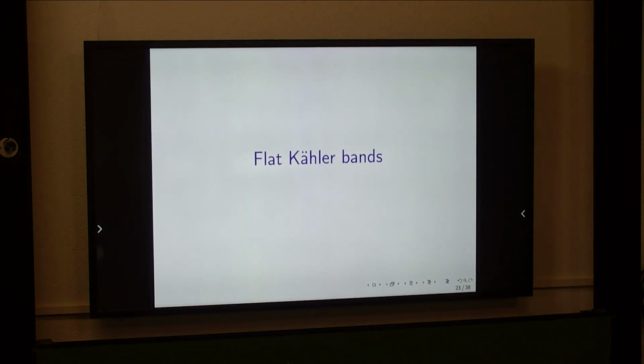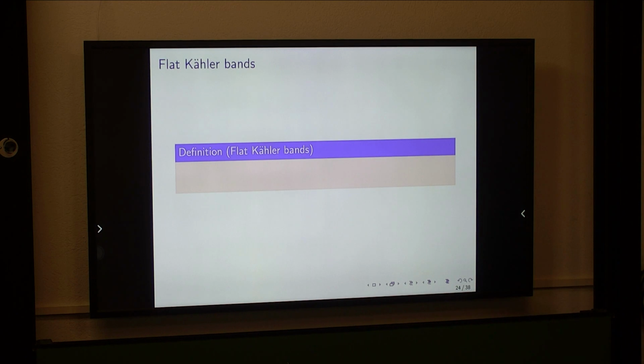So now we move a bit further. We go to flat Kähler bands. Oh, it's passing fast. Flat Kähler bands are Kähler bands for which not only the complex structure is translation invariant, but the whole quantum geometry is translation invariant. So I require the metric to be translation invariant. I require the Berry curvature to be translation invariant. Everything is translation invariant.